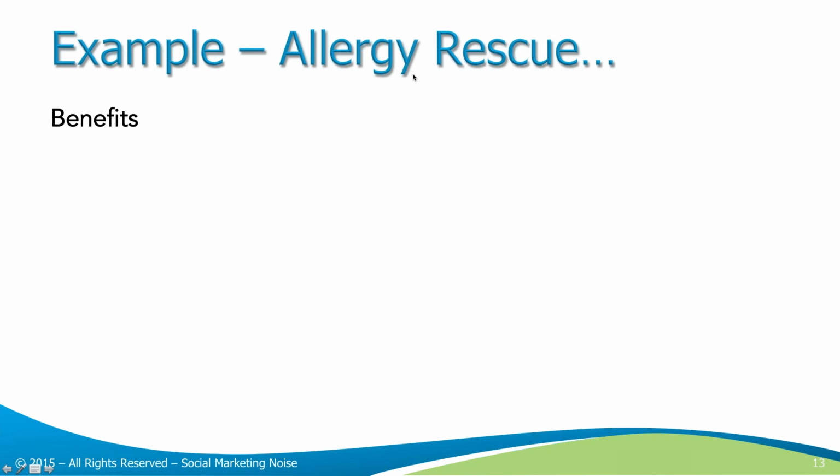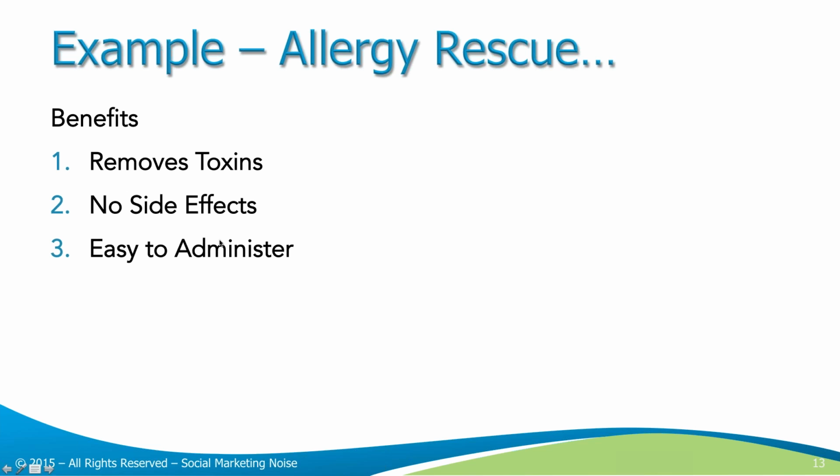So if I took this pet product, which was an allergy product for pets, the main benefits are it removes toxins from pets, it doesn't have any side effects, and it's easy to administer. So these were really the key benefits of this product. The allergies in pets are a lot of times caused by toxins, household toxins, floor cleaners, snail bait, all kinds of stuff, things that get in pets' food and so on. And that's what can create allergies. Well, with the allergy rescue product, one of the biggest benefits is it's set up to remove toxins from the pet. So it doesn't just cover up the allergy, it handles the source of the allergy.